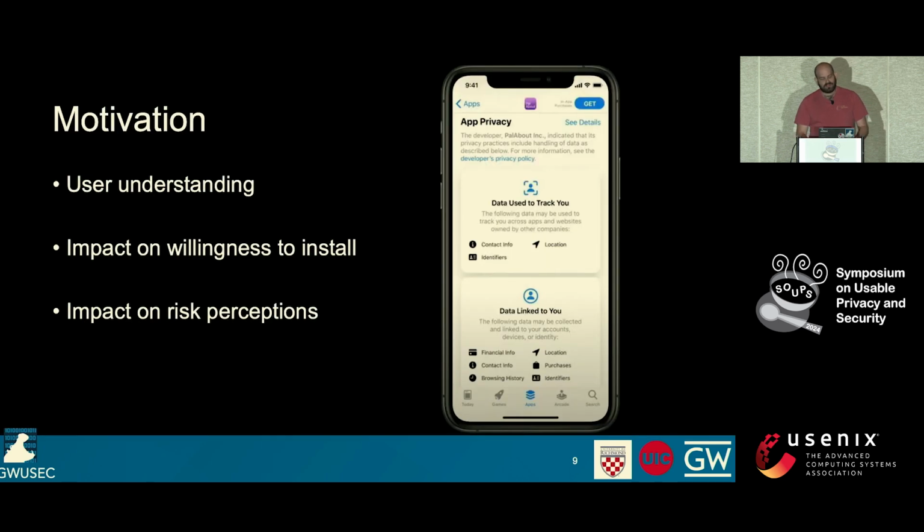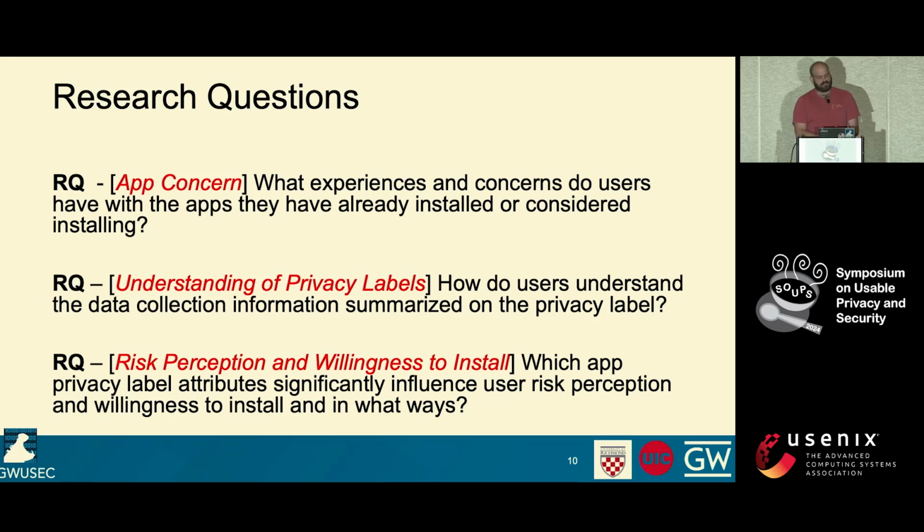And so what we were motivated by in this work is trying to figure out users' understandings of the labels in presentation. How does this label impact their willingness to install an app, and what is their impact on the risk perceptions of that app if they were to use it? And we looked at 3 major research questions, but we really only have time today to present on 2 of them. So the first one will be how do users understand it, and their willingness to install and their change in risk perceptions.